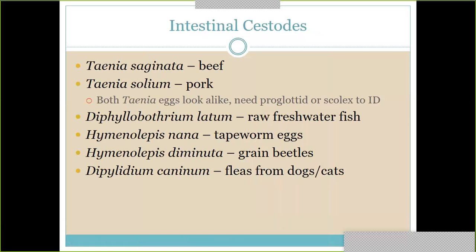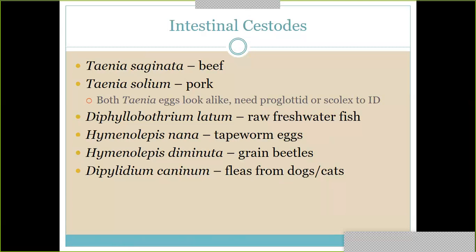So here are all the tapeworms that you do need to remember. Taenia saginata is the beef tapeworm. Taenia solium is the pork tapeworm. The Taenias look identical. You cannot tell a saginata from a solium based on the egg. You would actually need the worm itself to know if it was a saginata or a solium. Otherwise, when we see a Taenia egg, you're just going to say Taenia because you can't tell which one it is.